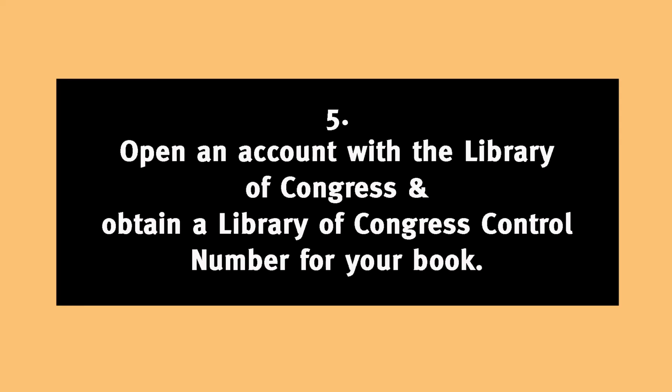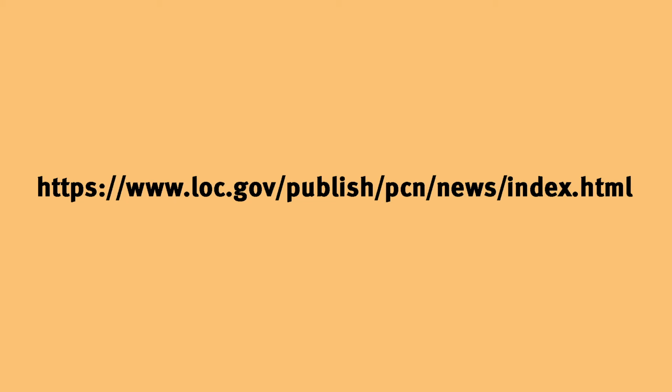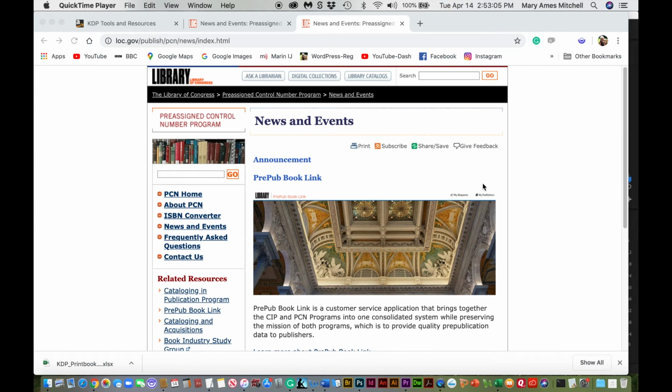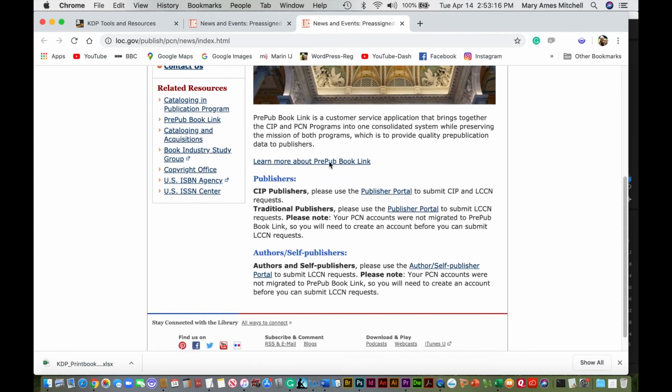Step 5. Open an account with the Library of Congress and obtain a Library of Congress control number for your book. I've included a link to the Library of Congress in your worksheet. What you're looking for is their PCN home. That's their pre-assigned control number program. When you scroll down, you'll have several choices. You can sign in as a publisher or as an author self-publisher. Even though you now have your own DBA publishing company, you will still sign in as an author or publisher.